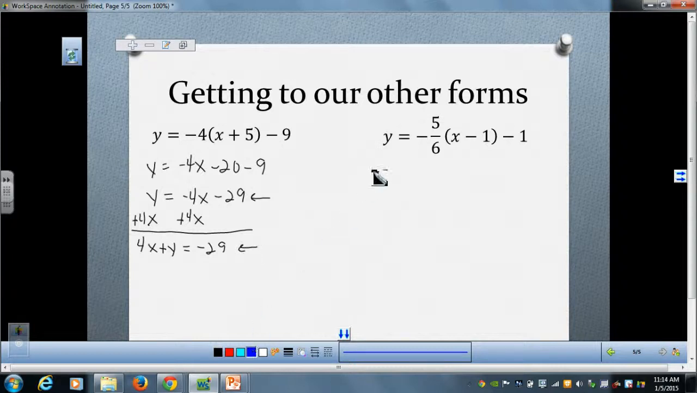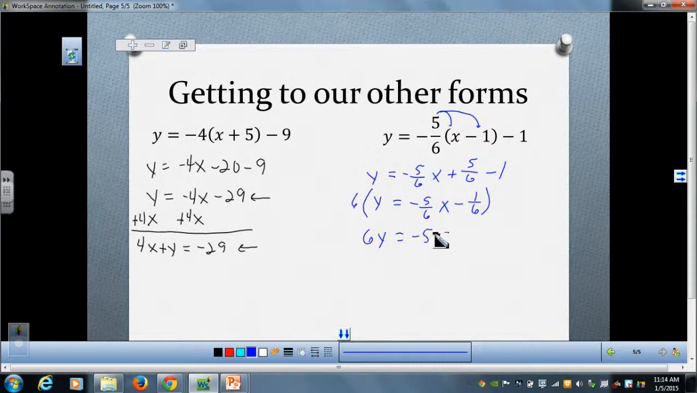All right, and to wrap things up, negative 5 sixths, negative 5 sixths. So negative 5 sixths x plus 5 sixths minus 1. I am going to combine like terms, so this is going to be minus 1 sixth. Once again, notice we have fractions. So I want to clear those fractions out. Since they are both 6's, that's what I'm going to multiply by. So 6y equals negative 5x minus 1. And then move our x term to the left-hand side. So 5x plus 6y is equal to negative 1.